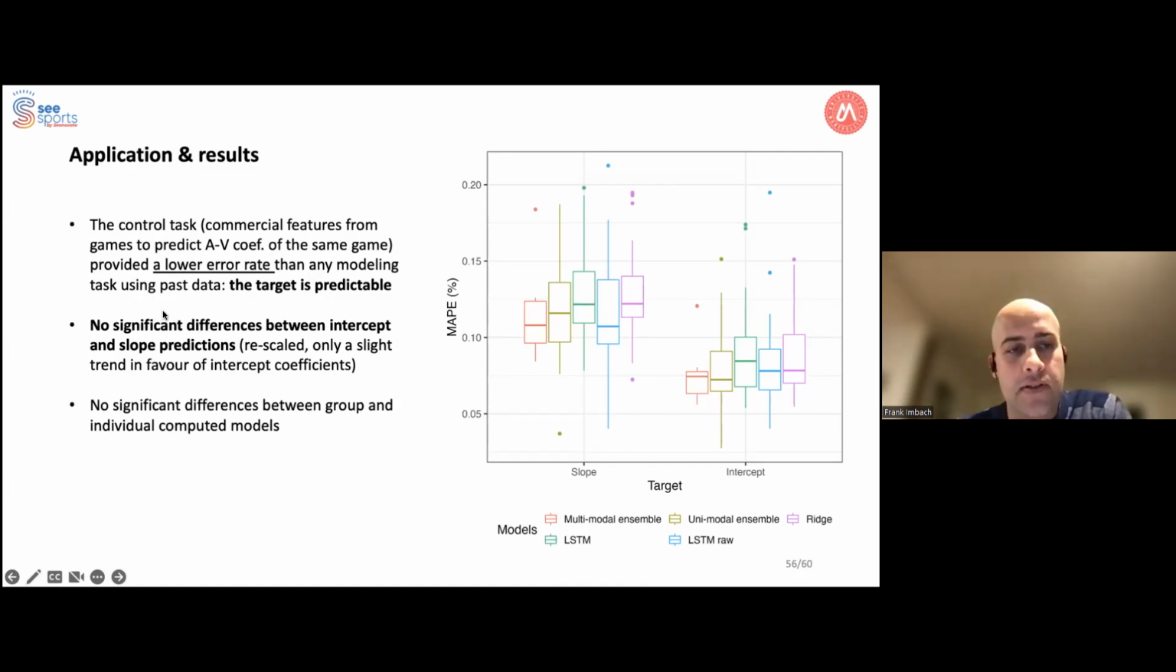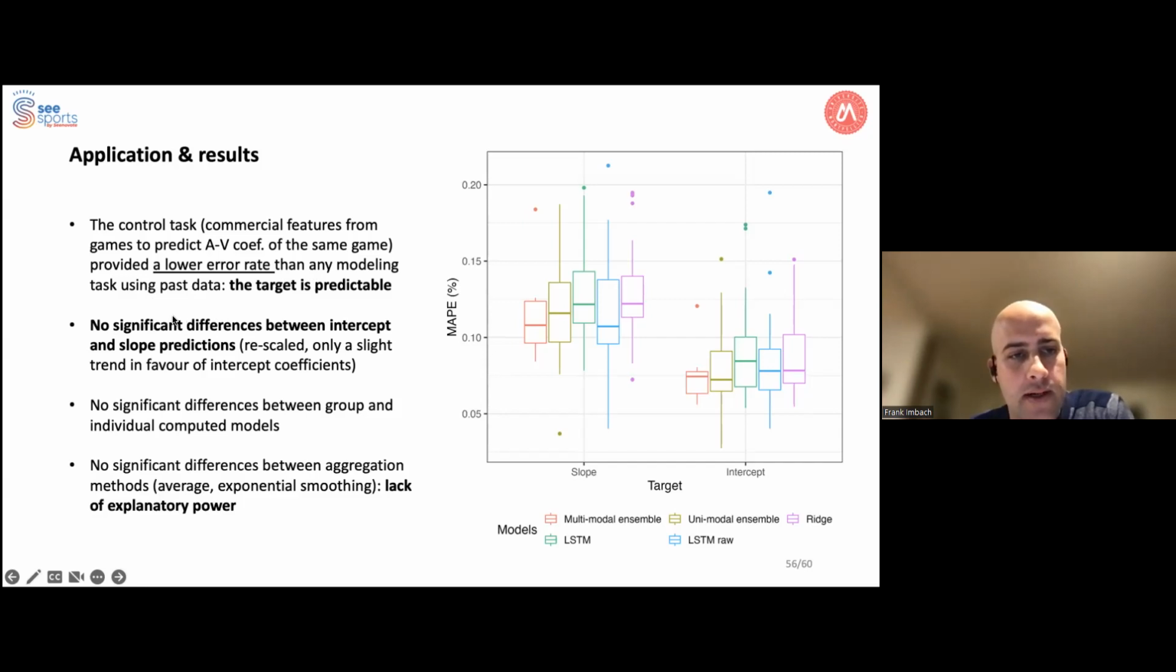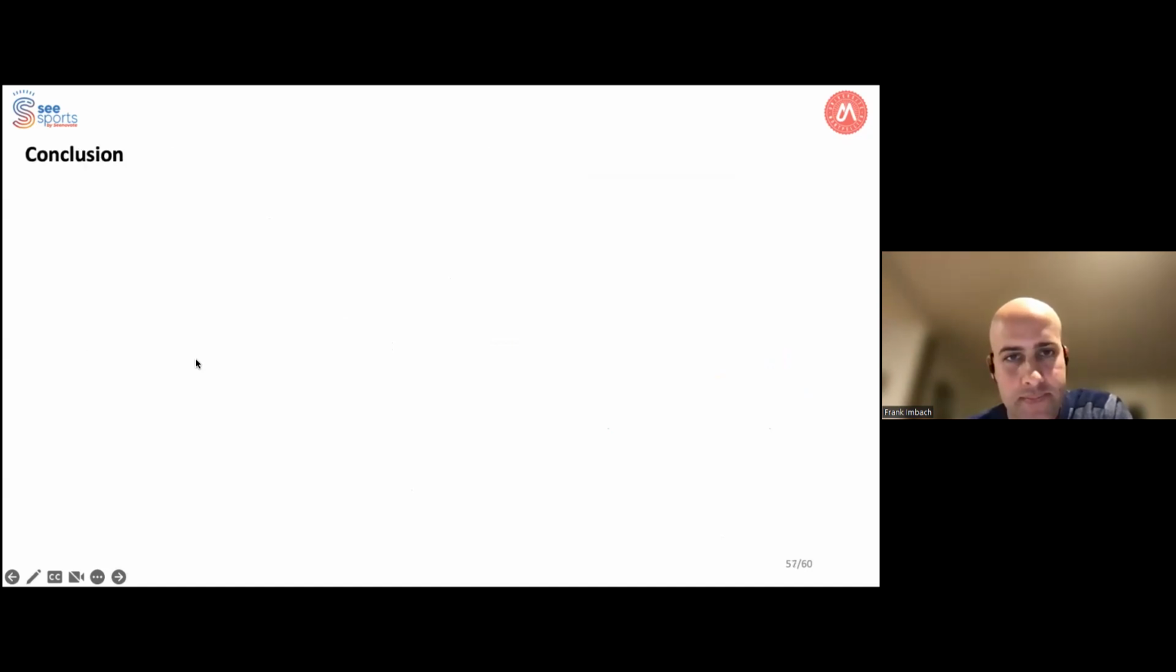And no significant differences between group and individual computed models. So we saw in the last study that computing models on group was advantageous or better. It's not the case in this study. And also, we have no differences between the aggregation methods, such as the average and the exponential smoothing. So maybe that represents a lack of explanatory power of the variables.